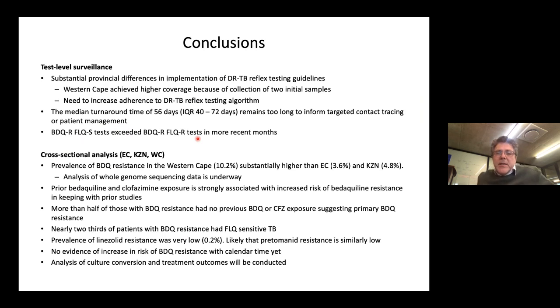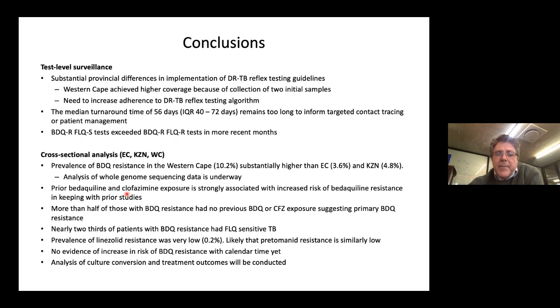Turning to the cross-sectional analysis of the 3 provinces of Eastern Cape, KwaZulu-Natal, and Western Cape, the prevalence of bedaquiline resistance in Western Cape is substantially higher than the other 2 provinces. And we're going to look at whole genome sequencing data to see if that's a clonal expansion.